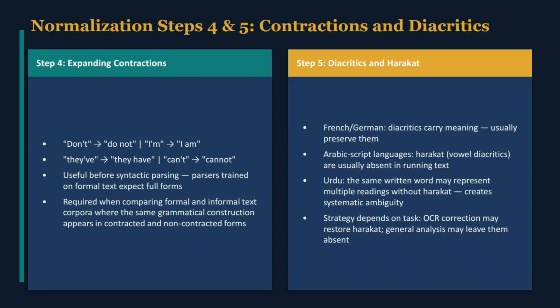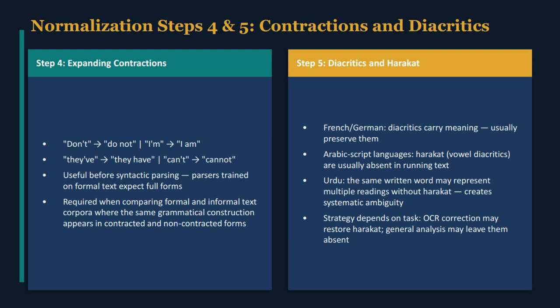Then step 4, expanding contractions. For some NLP tasks, it is helpful to expand contractions to their full forms before analysis. Don't becomes do not, I'm becomes I am. This is particularly useful when the downstream task involves syntactic parsing, because parsers are typically trained on formal text where contractions are rare. Step 5, handling special characters.